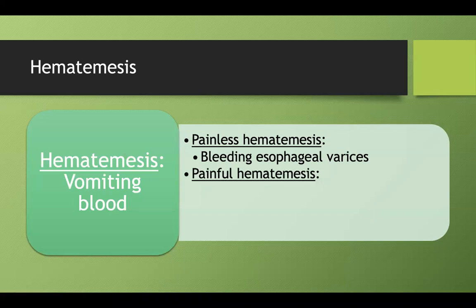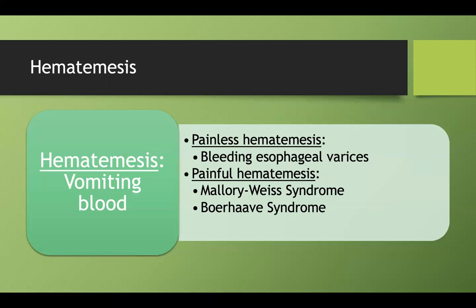That's it. There's maybe some other conditions that you could possibly consider, but for now, if you see painless hematemesis on step 1, especially in somebody who has alcohol use disorder, I would highly consider esophageal varices as one of your strongest answer choices. Now, painful has a few other options. You can get something called Mallory-Weiss Syndrome, you can get Boerhaave Syndrome, or you can get a ruptured peptic ulcer.